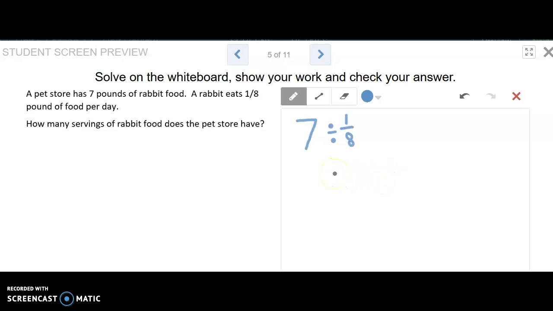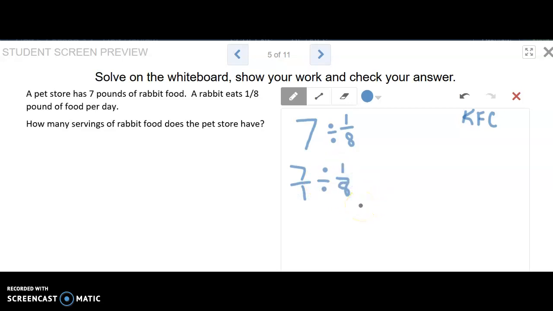Now, the next step is to use what I know about dividing with fractions. And over here, I'm going to put KFC. Because my dividend is a whole number, we can use that shortcut. Let me go through the steps first, and then we'll look at the shortcut. So, let's see here. 7 is going to become 7 over 1 divided by 1/8.